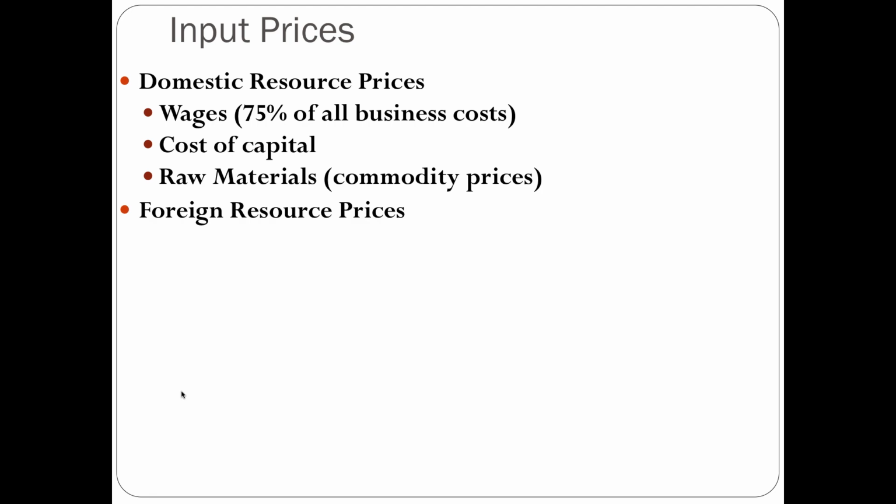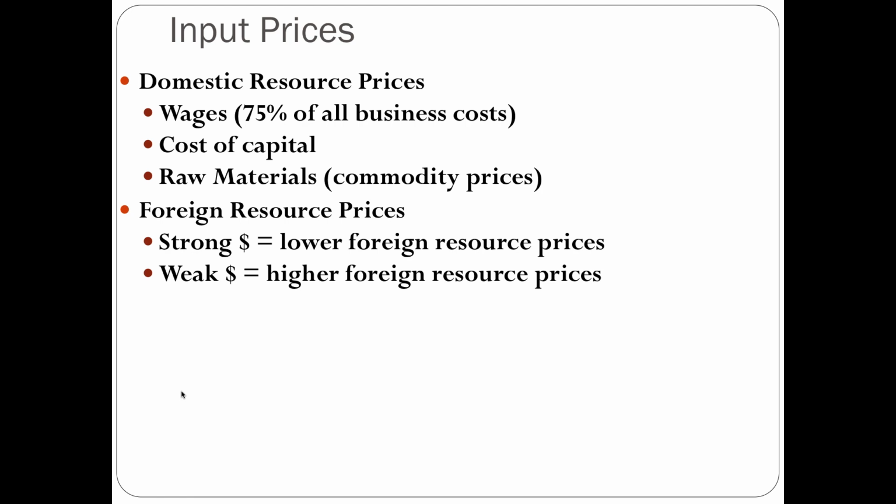Now, foreign resource prices are also going to influence input prices. If you have strong money, you're going to have lower foreign resource prices because your money is strong, so stuff in other countries is going to be less expensive. So you can buy more with your money. The short-run aggregate supply curve shifts to the right because firms can be more profitable.